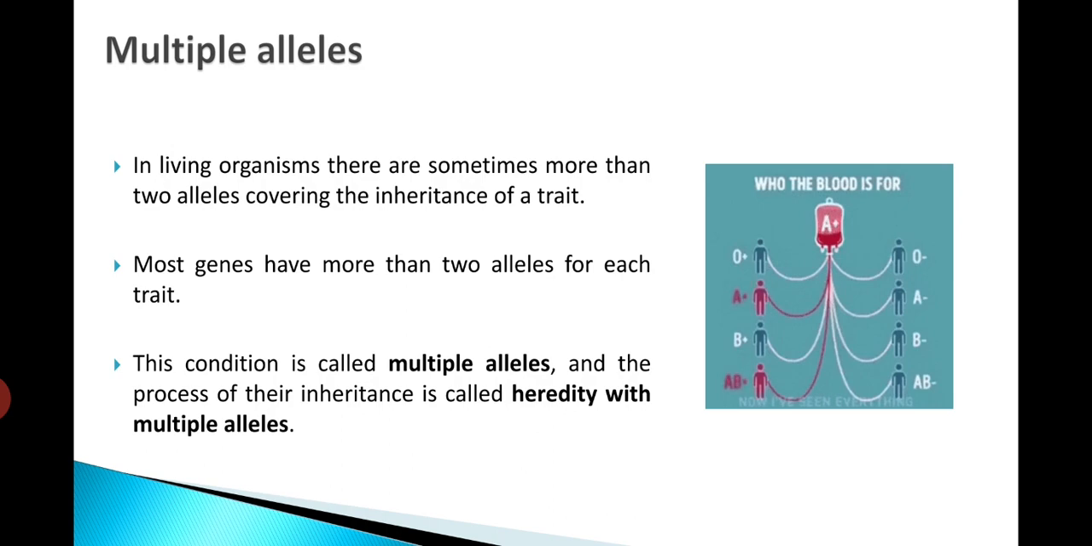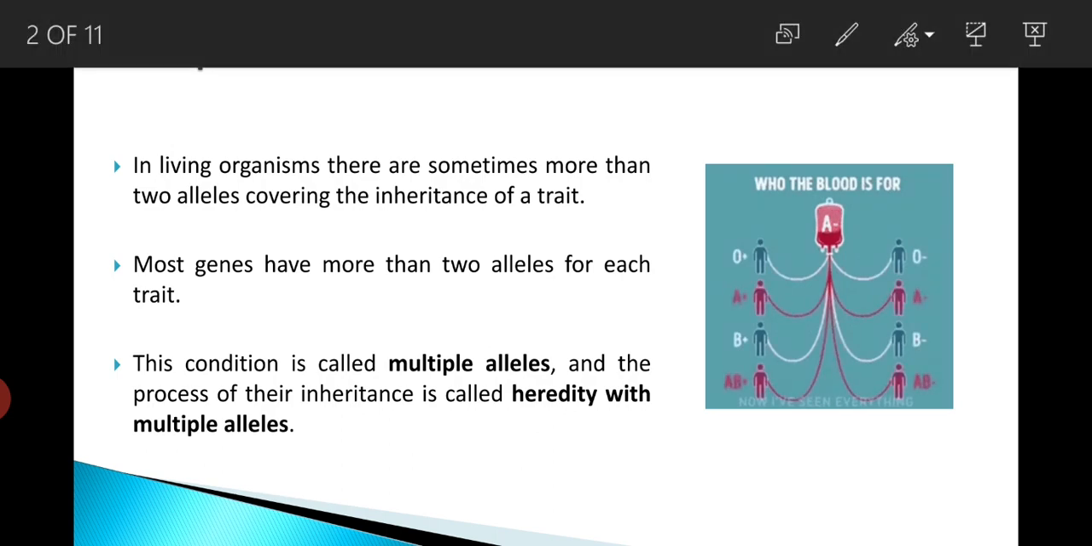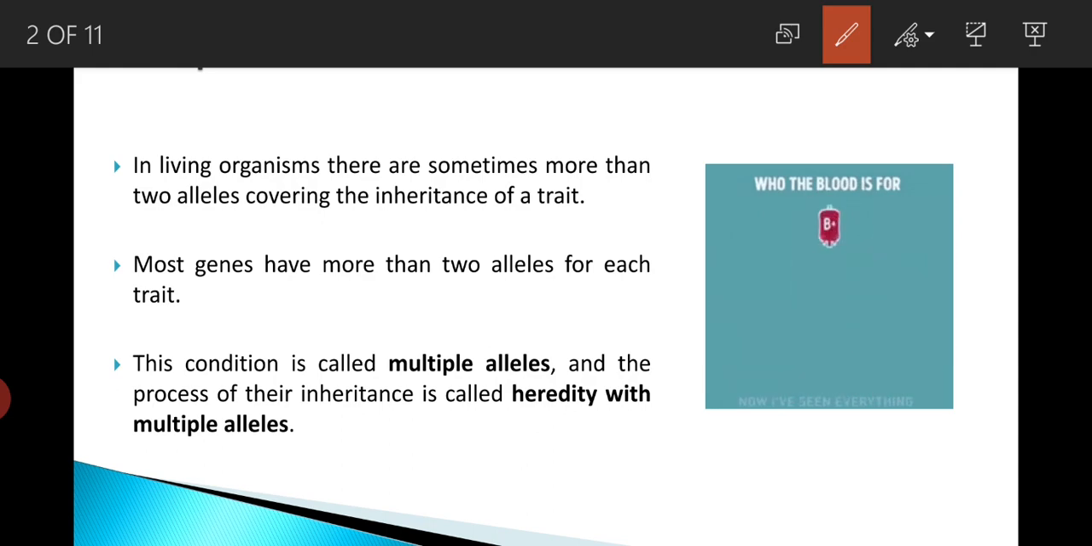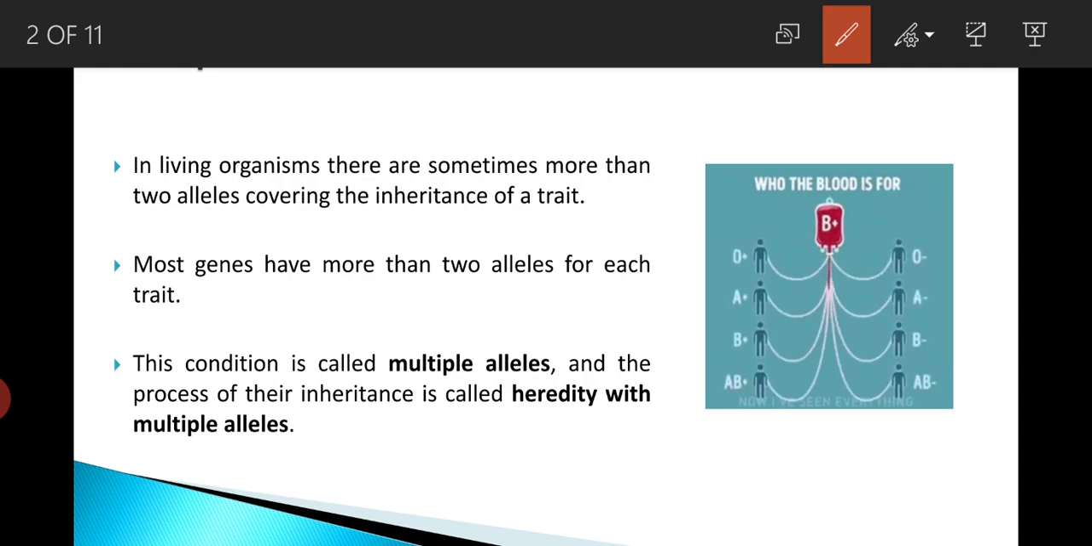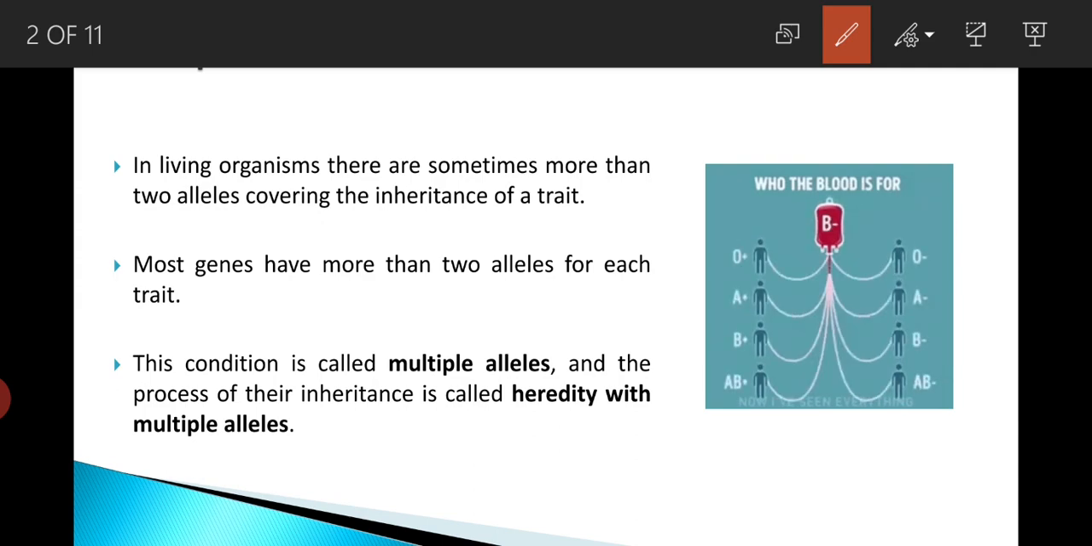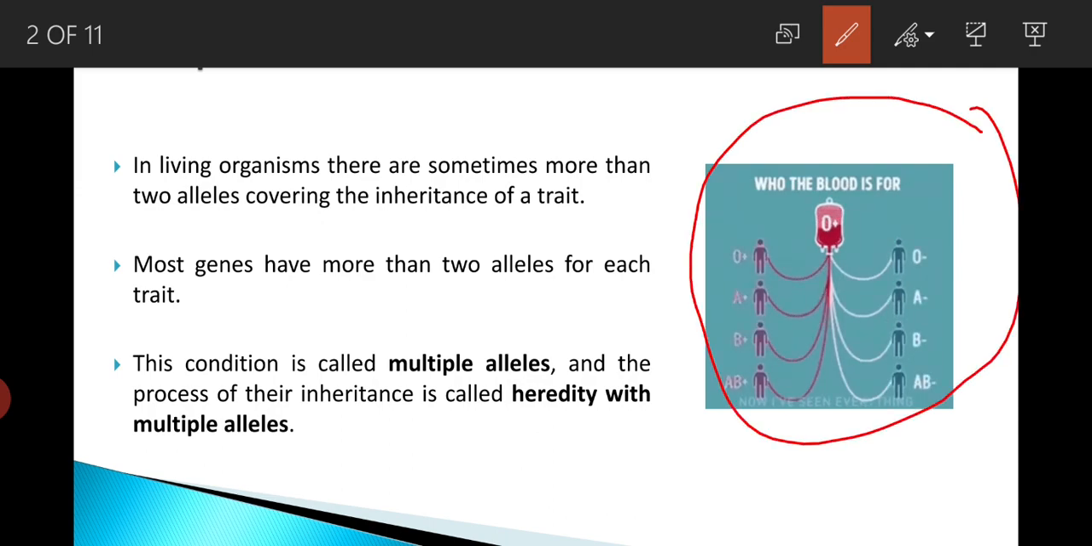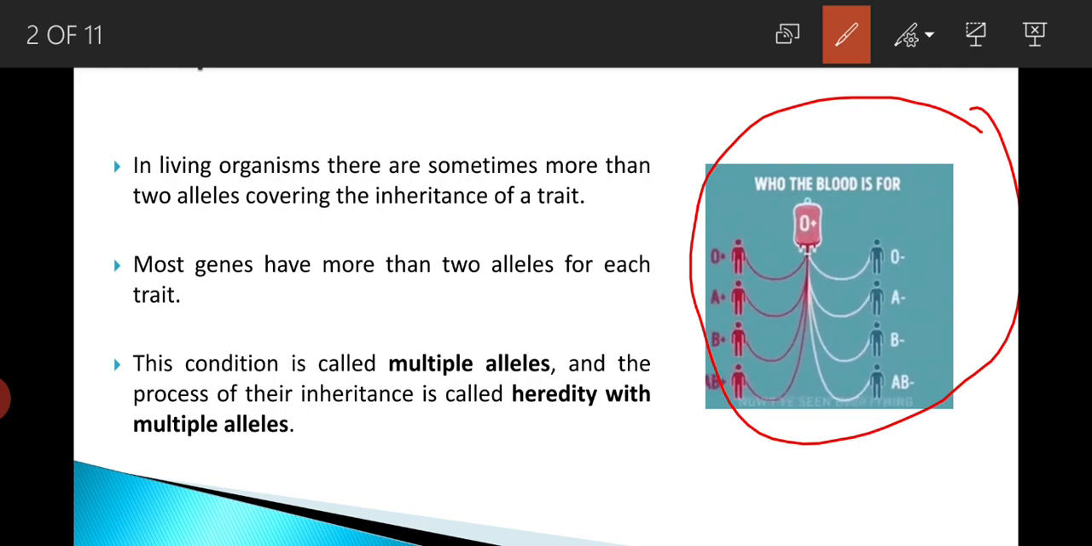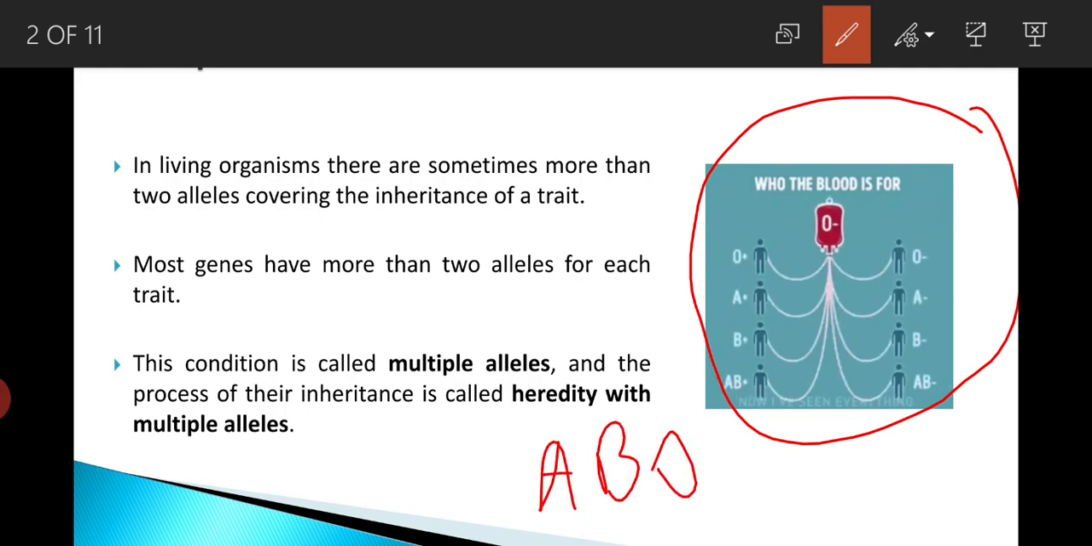What are multiple alleles? In living organisms there are sometimes more than two alleles which cover one inheritance for a trait. Most genes have more than two alleles for each trait. The inheritance which is based on multiple alleles is called heredity with multiple alleles. The typical example of this kind of inheritance is the inheritance of the blood types or blood groups of the A, B, O blood system.